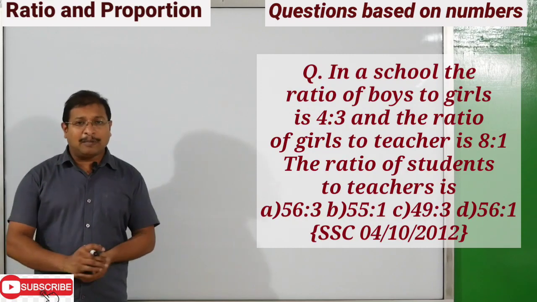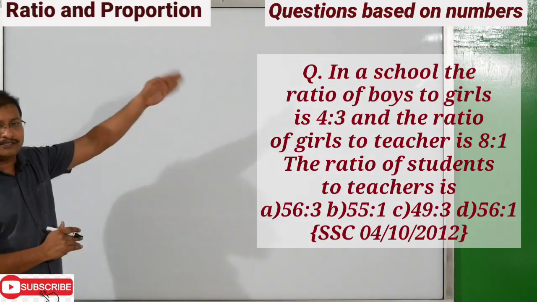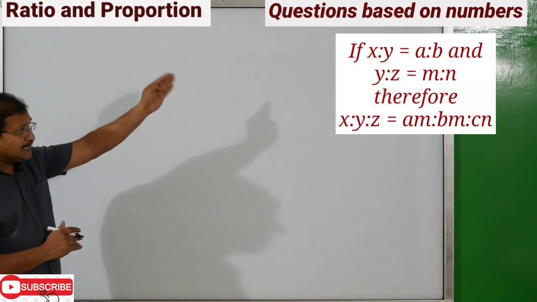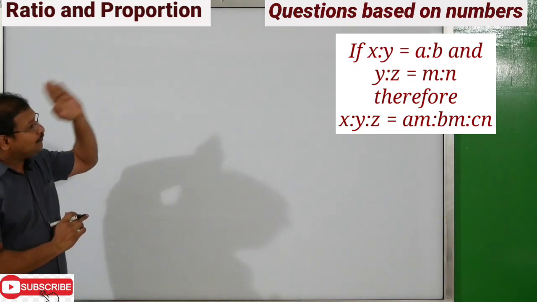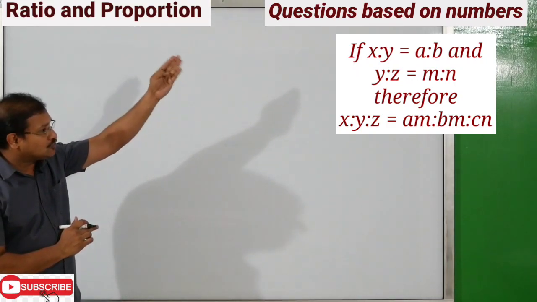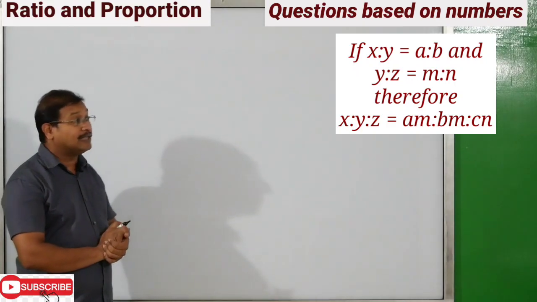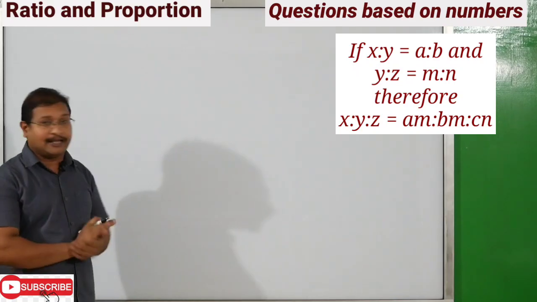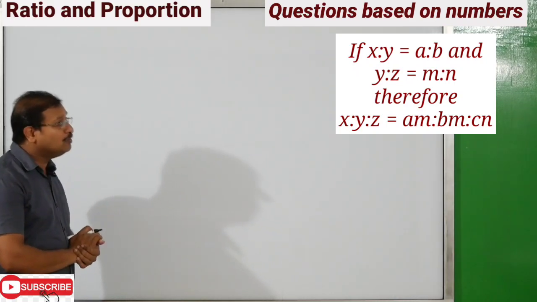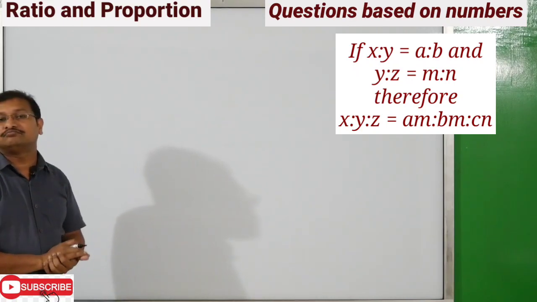Let's see the answer. But before doing that, you check what is there. Please see that one. If x is to y equals a is to b and y is to z equals m is to n, then what will happen? If you want to find out x is to y is to z, it equals am is to bm is to bn. So this one you have to be careful.